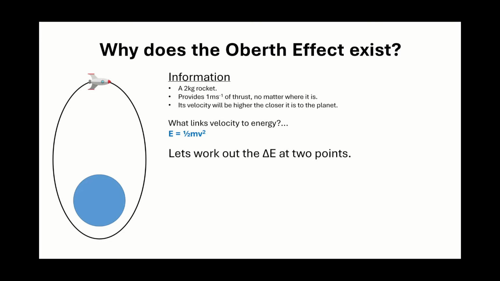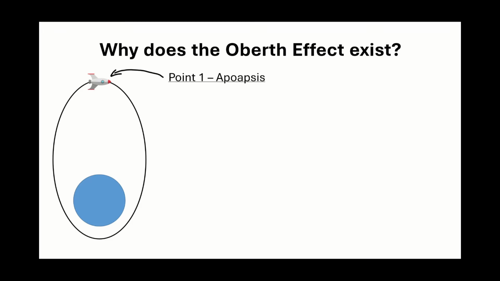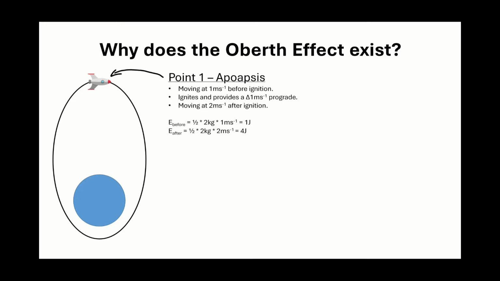So let's work out the change of energy at 2 points. The point 1 at apoapsis. Let's say that the rocket is moving at 1 meter per second before ignition. Now it burns in the direction of motion and provides a change of velocity of 1 meter per second prograde. Now it is moving at 2 meters per second after ignition. Let's calculate the change of energy. We work out the energy beforehand, which is 1 joule, and we work out the energy after, which is 4 joules. 4 joules minus 1 joule equals 3 joules.